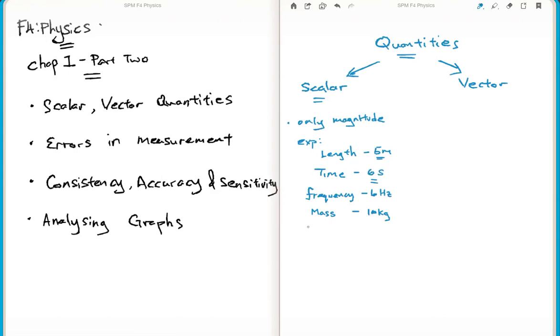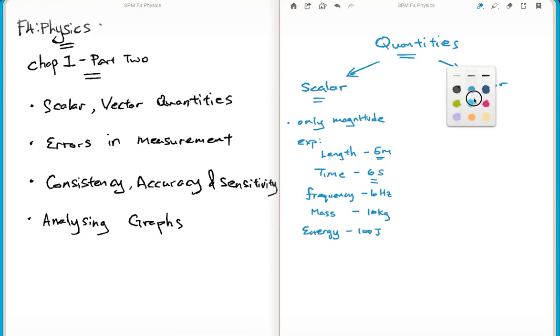It is not limited to only base quantities. Say, for example, energy, as in 100 joule. Those are special units. It's also a scalar quantity. You have no idea which way it's going. It's just the magnitude.